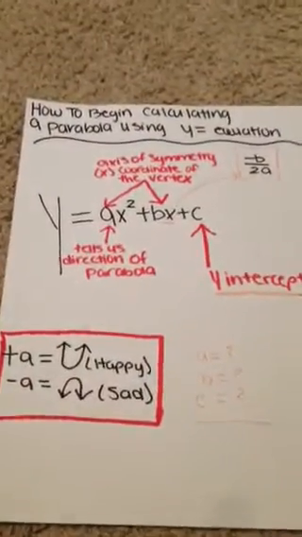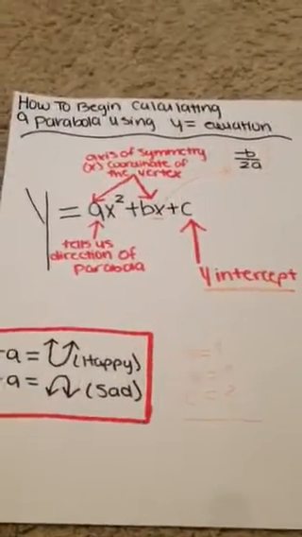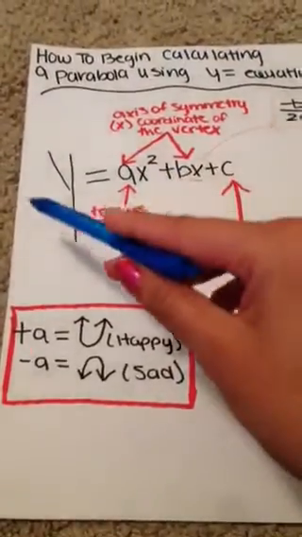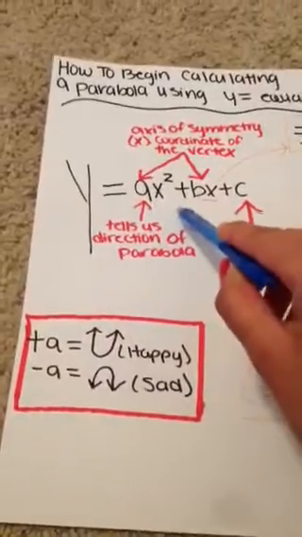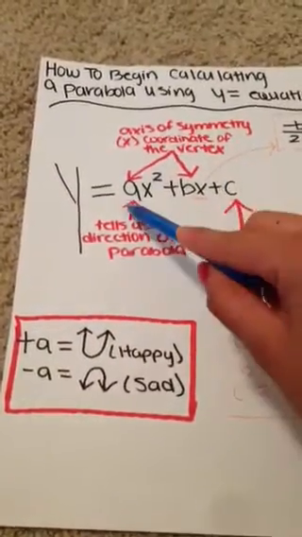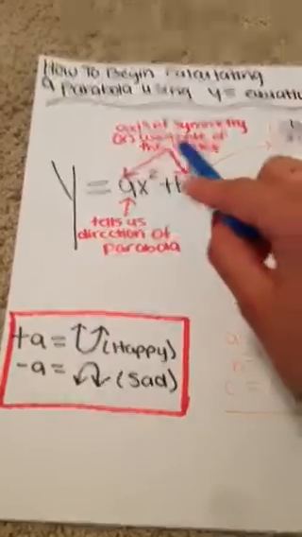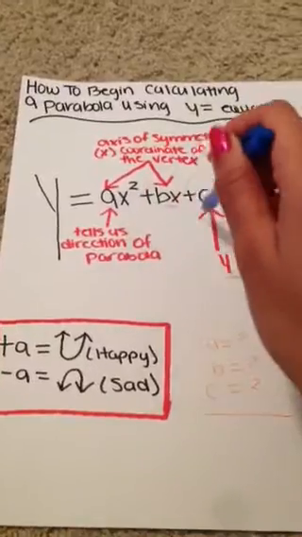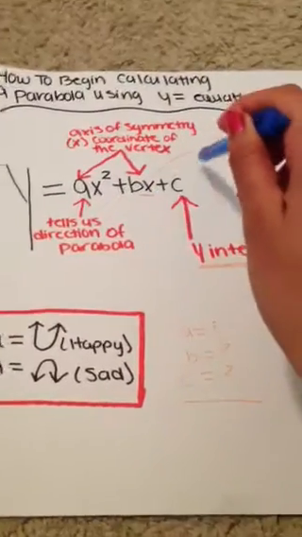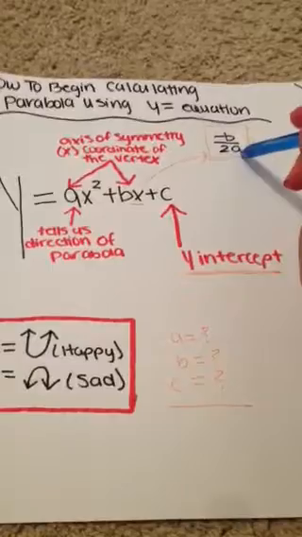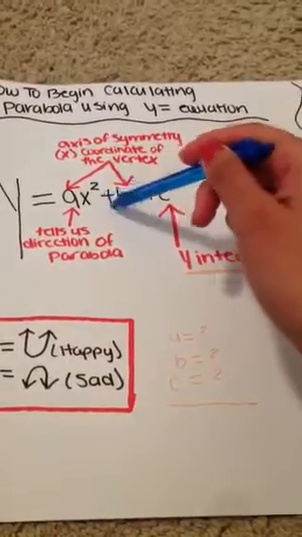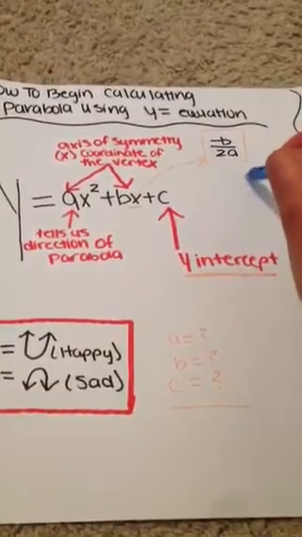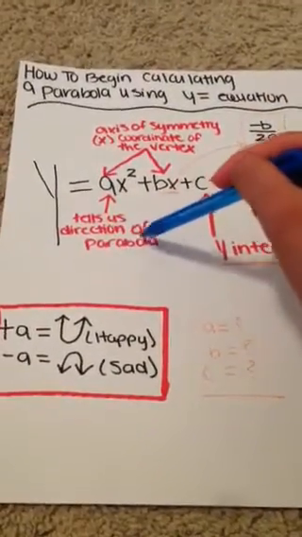How to begin calculating a parabola using the y equals equation. So here we go again to the y equals equation that I just wrote down in the previous slide. Y equals ax squared plus bx plus c. Your ax and your bx give the axis of symmetry, which will be the x-coordinate of the vertex. This one right here, bx, goes directly to this formula over here, where you flip the sign and write your negative b value divided by 2 times a. A tells us the direction of the parabola.